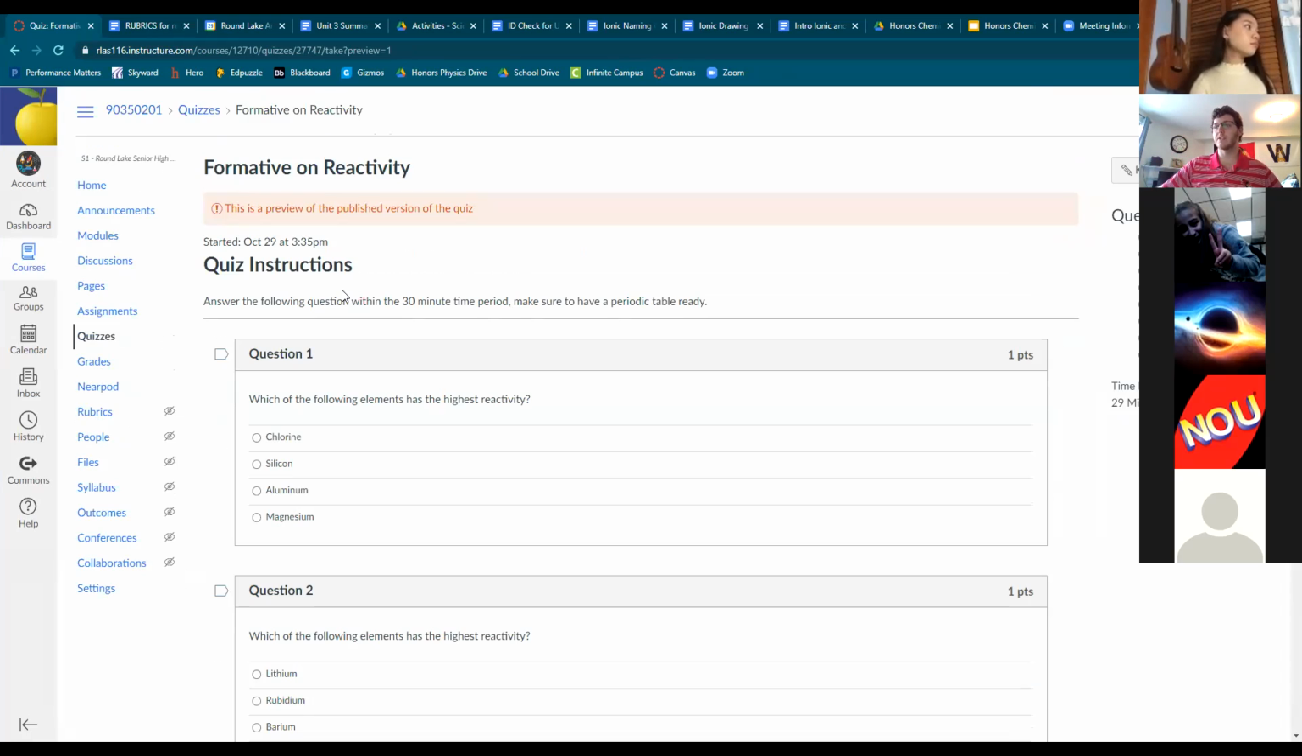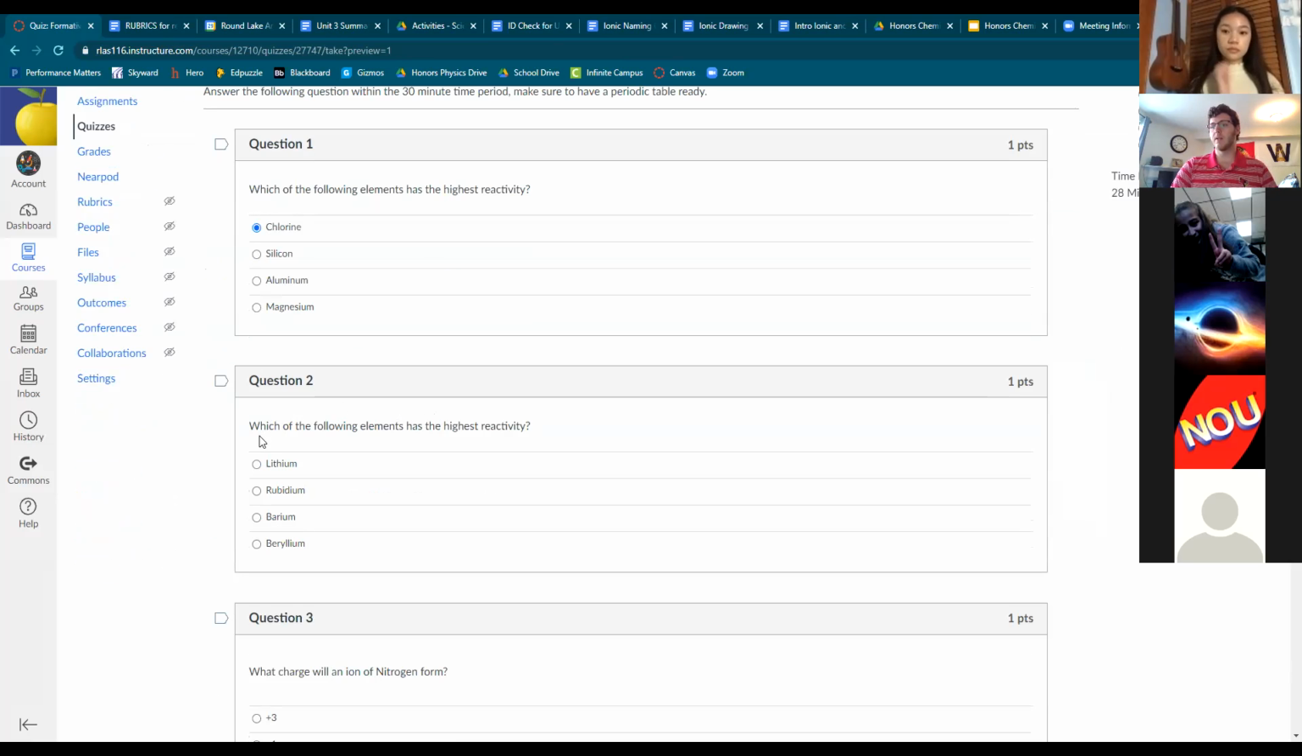The first one being, which of the following elements has the highest reactivity? And so we're looking on our periodic table, the ones that have the closest to a full valence shell. So this one has 7 valence electrons. Silicon has 4 valence electrons, 3 valence electrons, and 2 valence electrons. So the one that's closest would be the one that gains or loses the least amount of electrons. And so that one's going to be chlorine here, because it's going to only need 1 valence electron to get to its full or its stable 8 valence electrons, have a full valence shell.